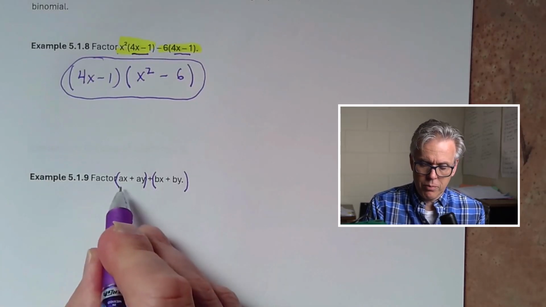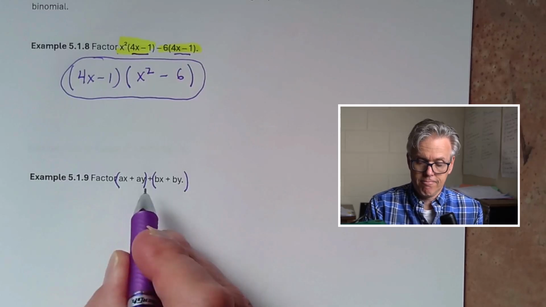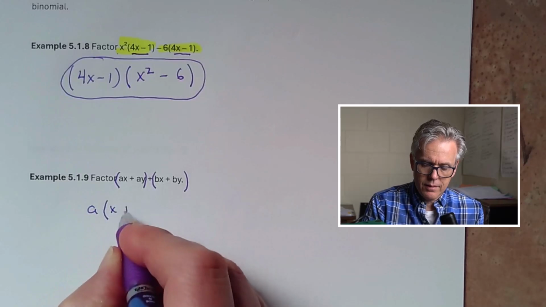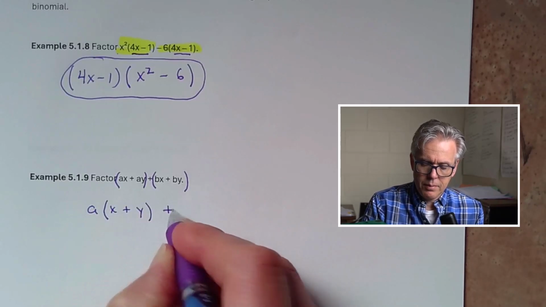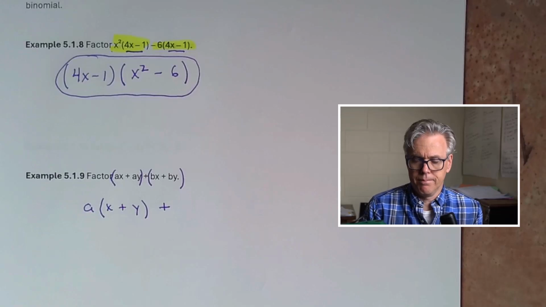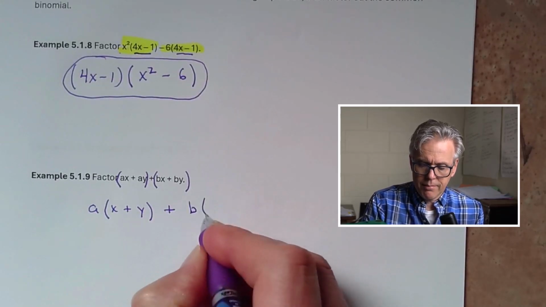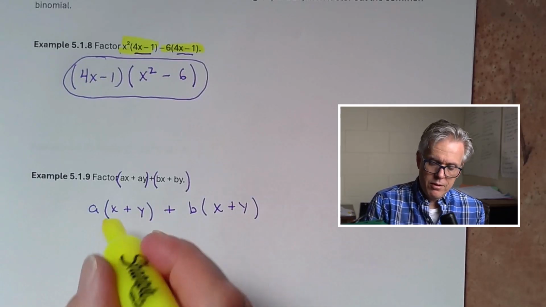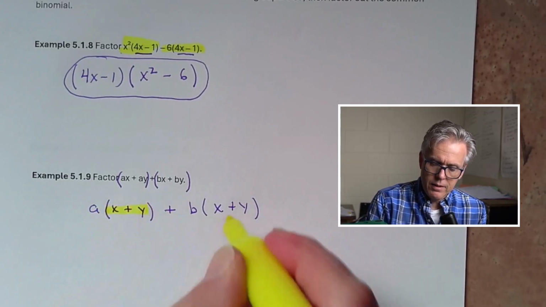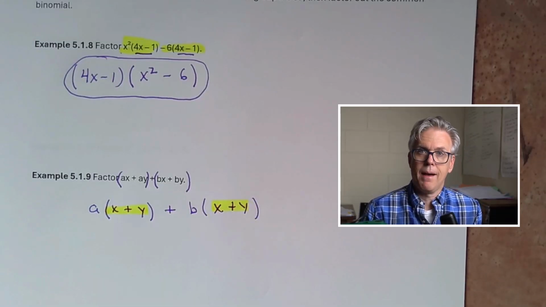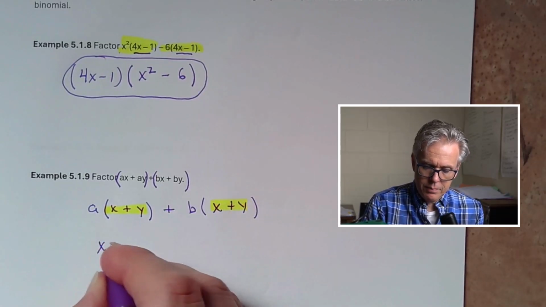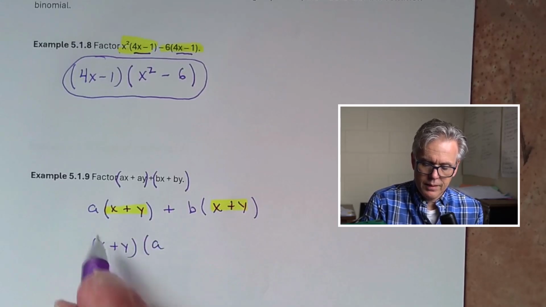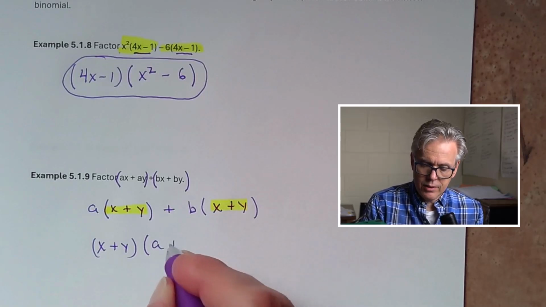But if you look at this first group, what is common in both ax and ay? Good, an a. I can pull out an a, and then what am I left with? x plus y. Now, what's common in this next grouping? Good, a b. Pull out a b, and what am I left with? x plus y. Now what do we notice here? We notice we have a common binomial factor of x plus y. I can pull that out. When I pull out x plus y, what am I left with? This first term, I'm just left with an a, because that x plus y goes away. Next term, I'm just left with a b.